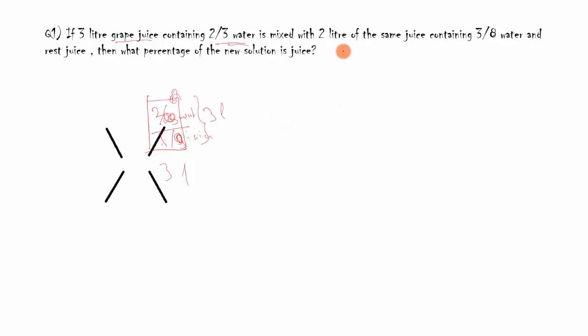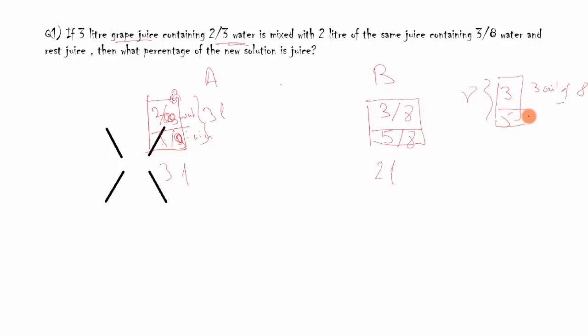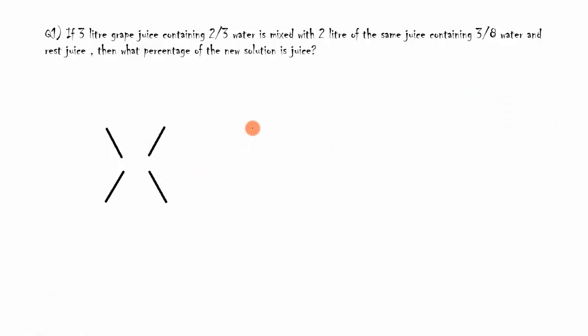So we have this A and we are mixing it with a solution B, which is a 2-liter solution containing 3 by 8 water. So when we have 3 by 8 water, how much would be juice? We'll have 5 out of 8 as juice, right? Whenever we say 3 out of 8 is water, if this is 8 liters, 3 is water and the rest 5 would be juice, right? So we are mixing A and B.